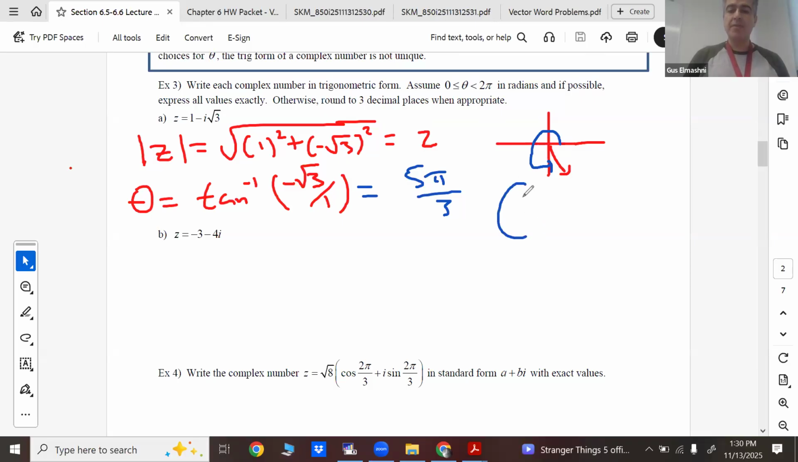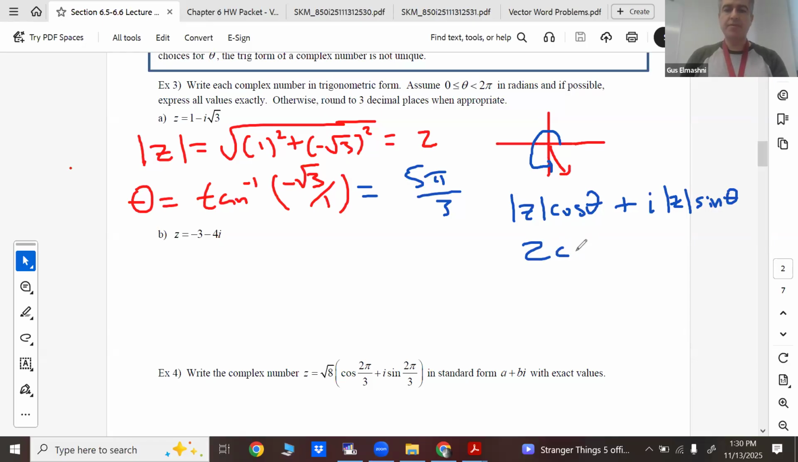You're going to write your answer like this: the absolute value of z cos theta, or actually, I don't know why I put parentheses, that was dumb. The absolute value of z cos theta plus the absolute value of z, or i, the absolute value of z sine theta. So I can write like this: 2 cos 5 pi over 3 plus 2i sine 5 pi over 3.